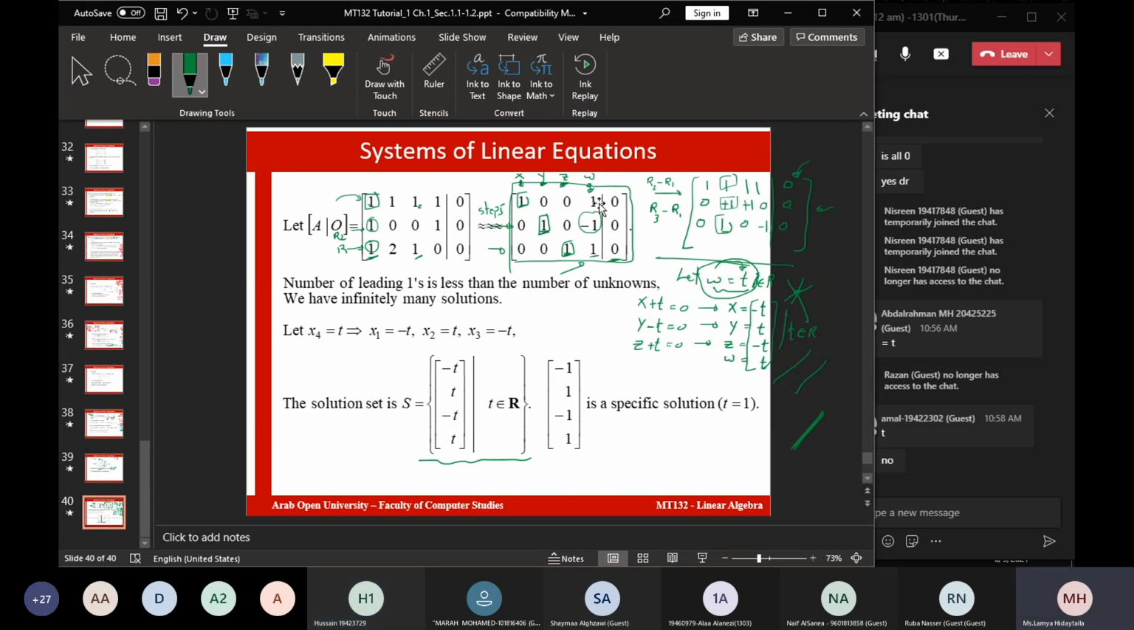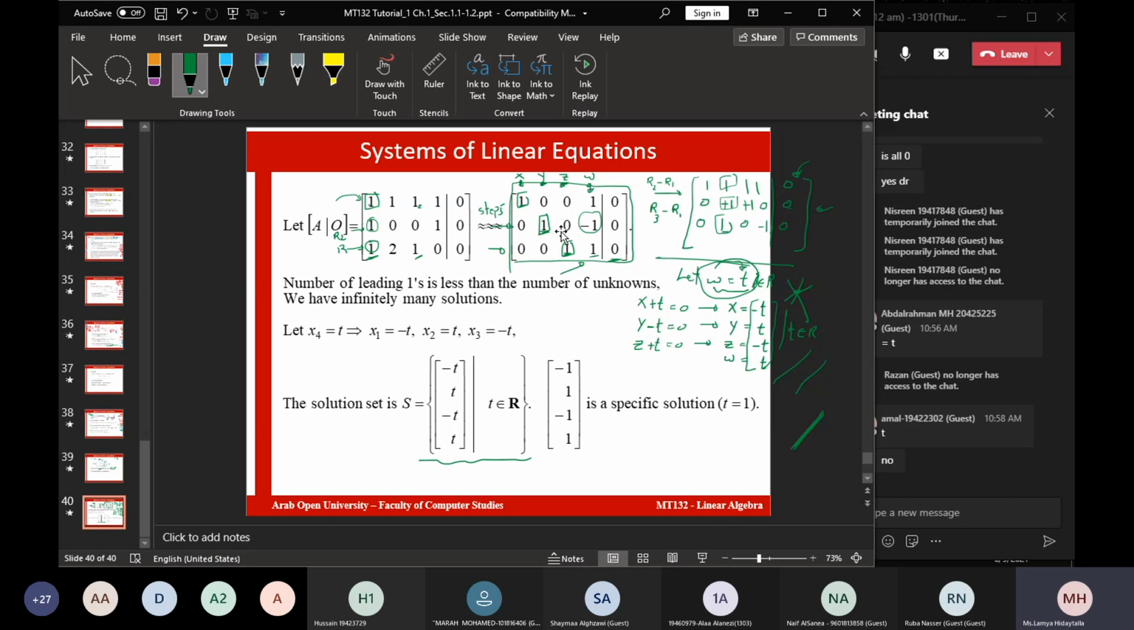So what do we do to get the solution? We assign to the variable of it any real value t. Depending on this value I can find my solution. So I will let w equal t. Okay, and after that I get the solution. I go to row 1: 1 times x plus 1 times w. But I said w is t, so x plus t equals 0. This is from the first equation. So I got x is equal to minus t.